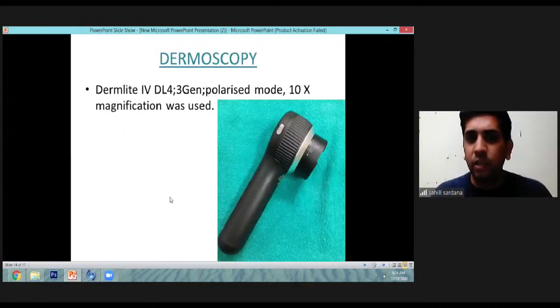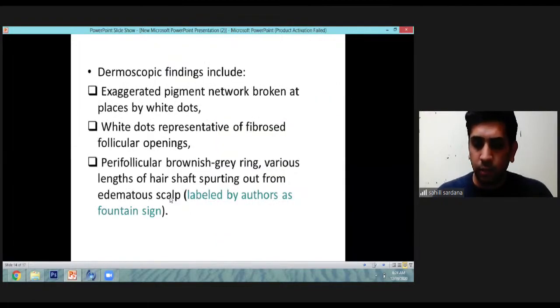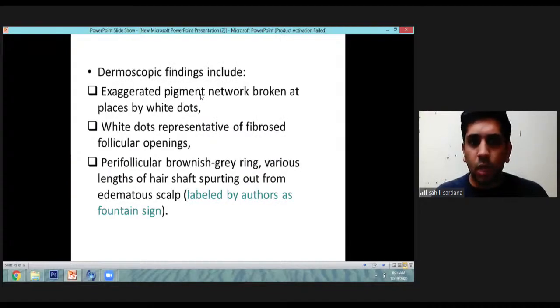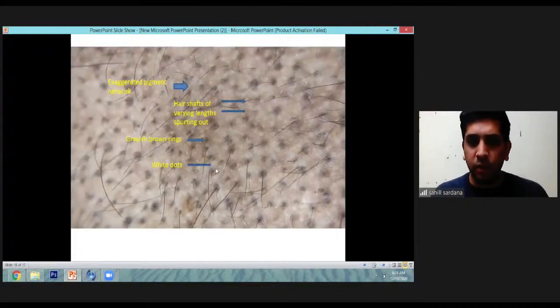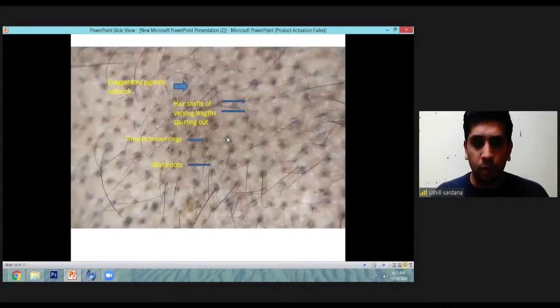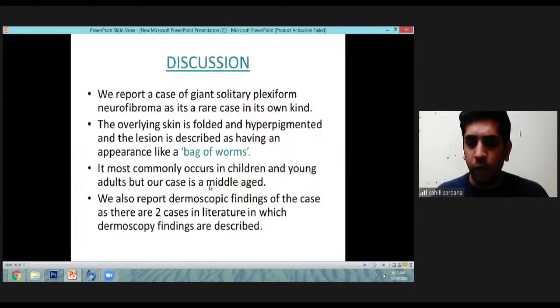Dermoscopy, we used DermLite third generation polarized mode and 10x magnification dermoscopy we did, and the findings we got were exaggerated pigment network broken at places by white dots, as you can see here, exaggerated pigmented network. The another finding was white dots representative of fibrosed follicular openings here, and the perifollicular brownish gray ring, as you can see here, multiple brownish gray rings perifollicularly were present.